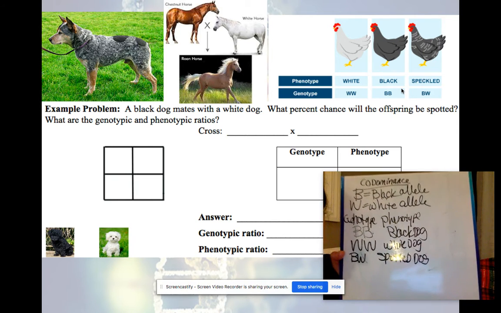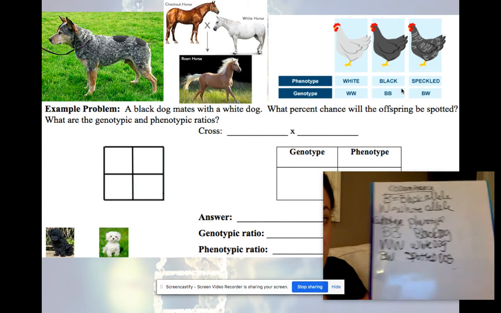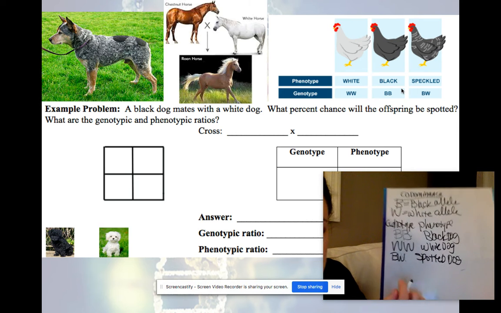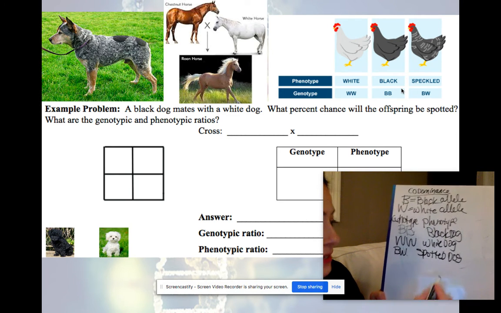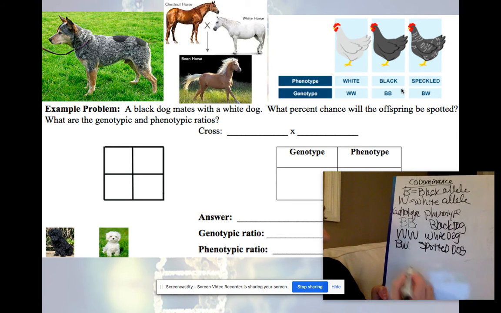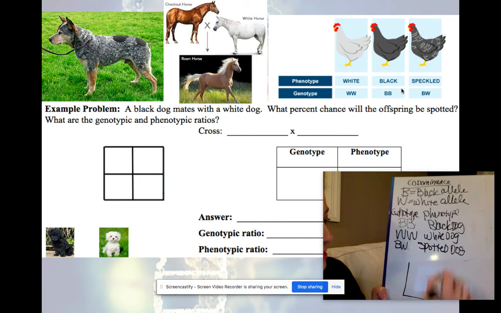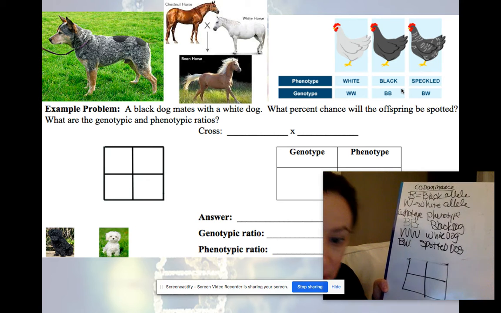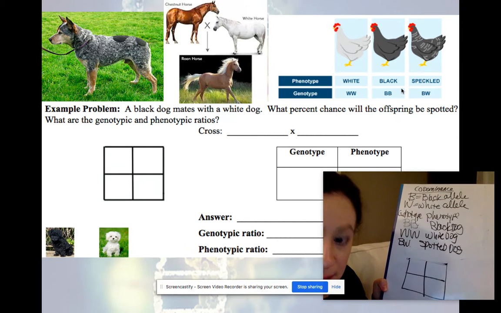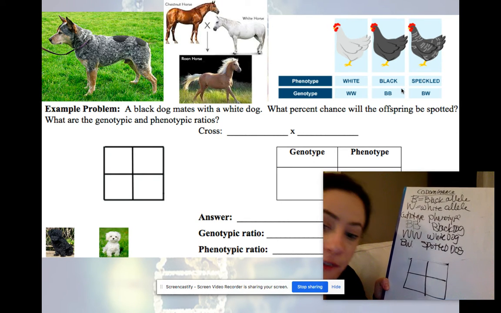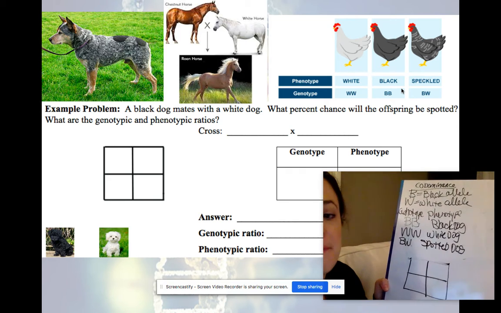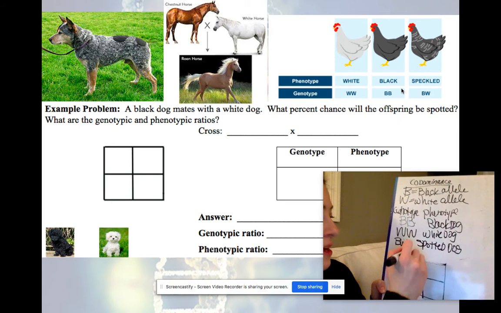So a black dog mates with a white dog. What % chance will the offspring be spotted? So let's demonstrate that cross. So here is our Punnett square. And now it's the same as what we've been doing. Different pattern of inheritance, but now it's just the same setup.